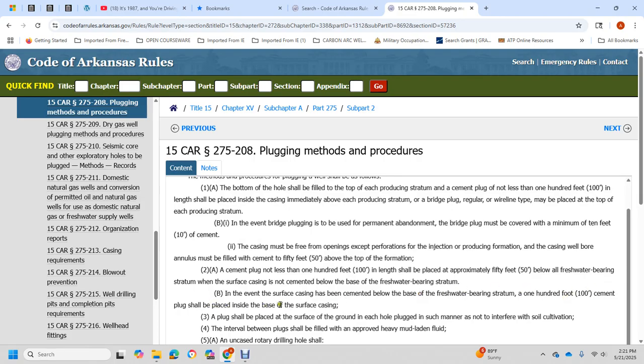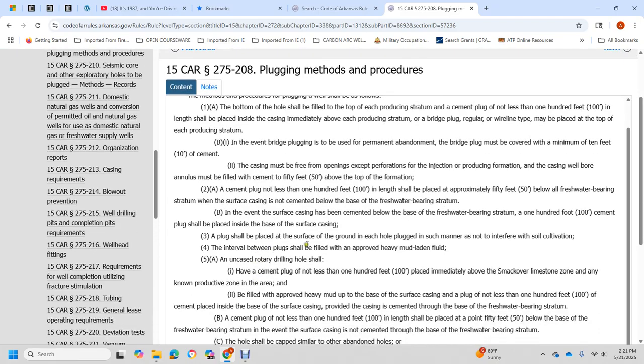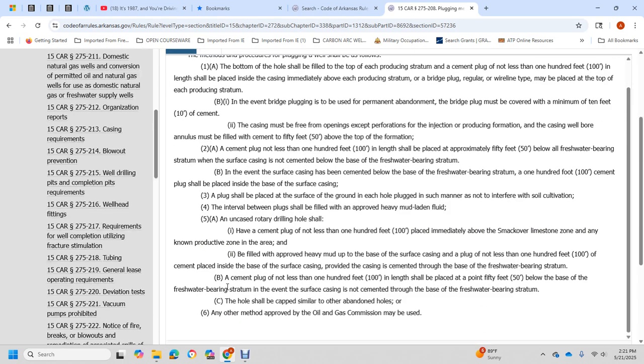The plug should be inside the base of the surface casing and placed over the ground, each of the plug holes within such a minute interval as not to interfere with the cultivation, and the interval between the plugs should be filled with a proof heavy mud and lead fluid. An uncased rotary drilling hole will have the cement plugs not less than 100 feet placed immediately over the limestone zone, any of the non-productive zones in the area.